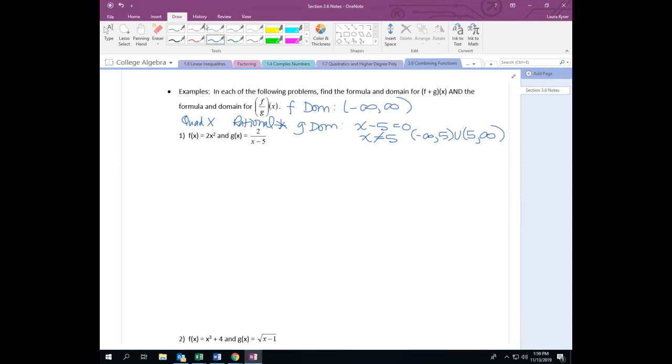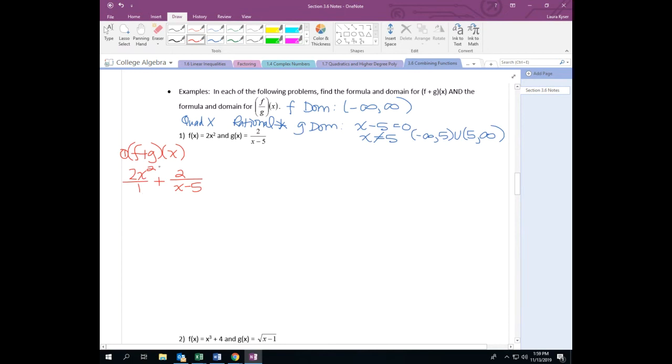All right, let's find our formulas here. We're going to start with f plus g, because that's the first thing we're supposed to find. So first things first, f plus g of x. I take the f function, 2x squared over 1. Add in the g function, 2 over x minus 5.